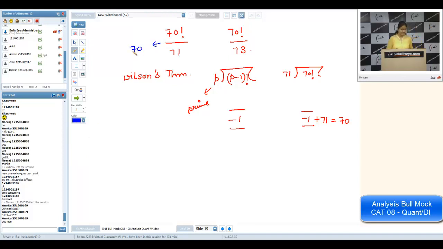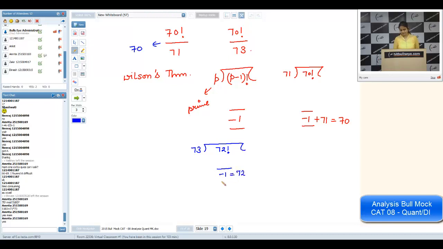Are you getting me, Amrita? I'm using Wilson's theorem here for the second part. If I take p as 73, it says 72 factorial when divided by 73, what will be the remainder? It will be minus 1. We can write it as 72.